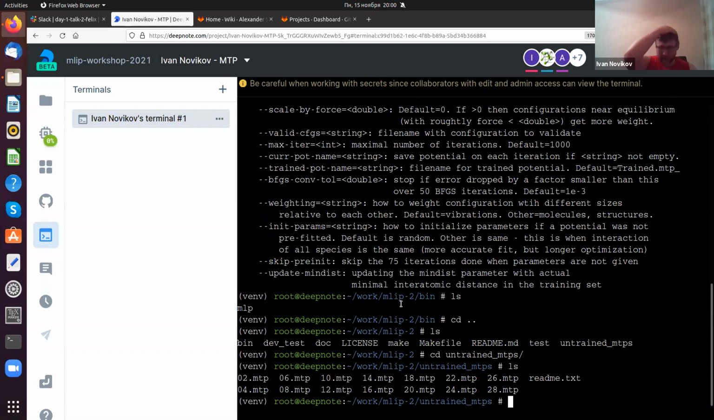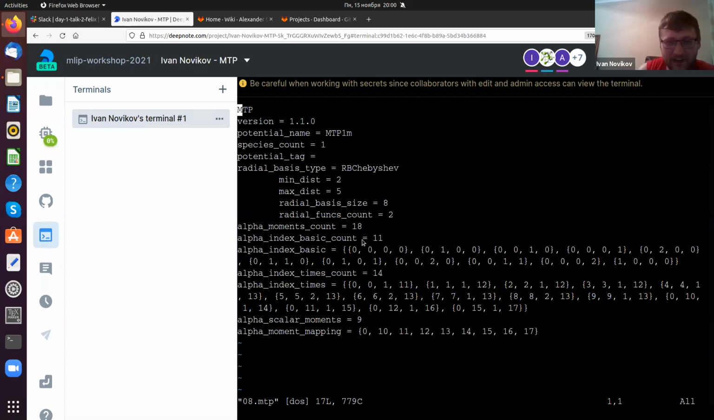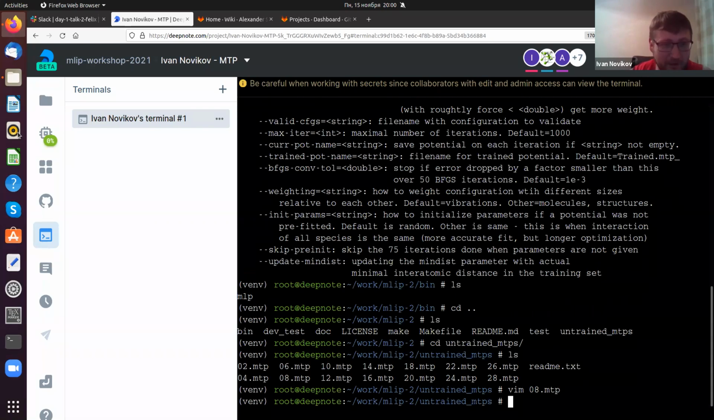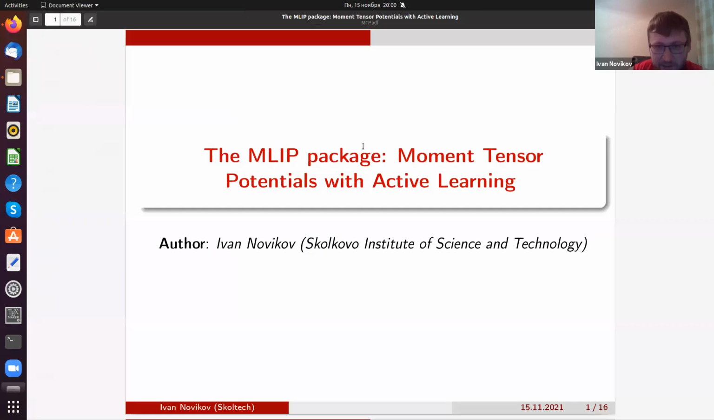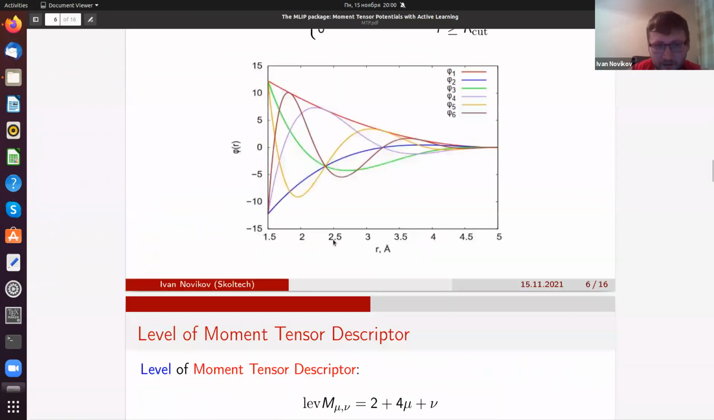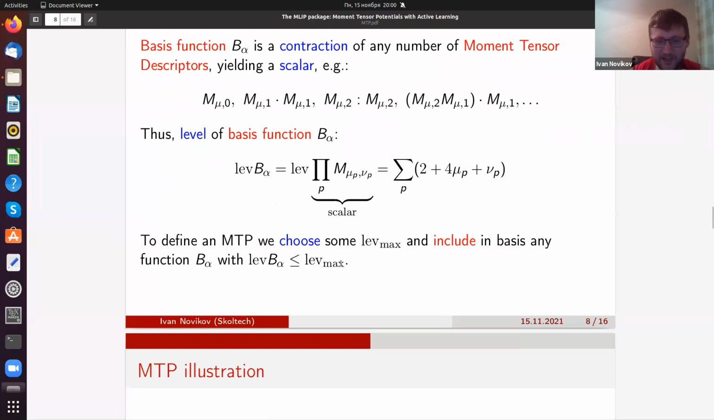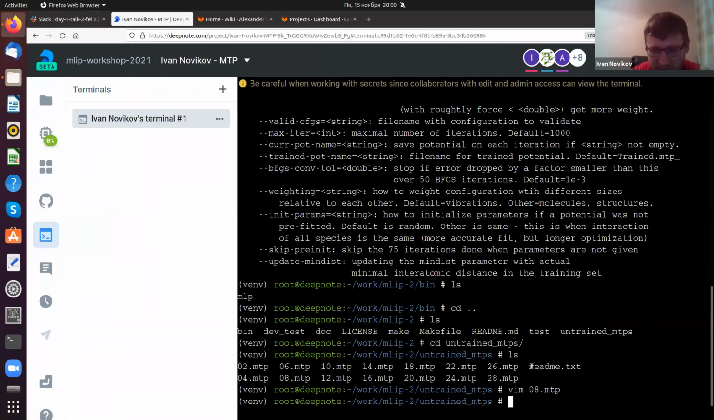So now we go to untrained MTPs, a very important folder. In this folder, we have something like a library of MTPs. So for example, let's go to MTP number 8. By the way, these numbers mean the maximum level. I have already shown in this presentation, lev max. Where is it? Yes, lev max. This number means lev max. So this is an MTP of 8th level. The maximum level of contraction is equal to 8.